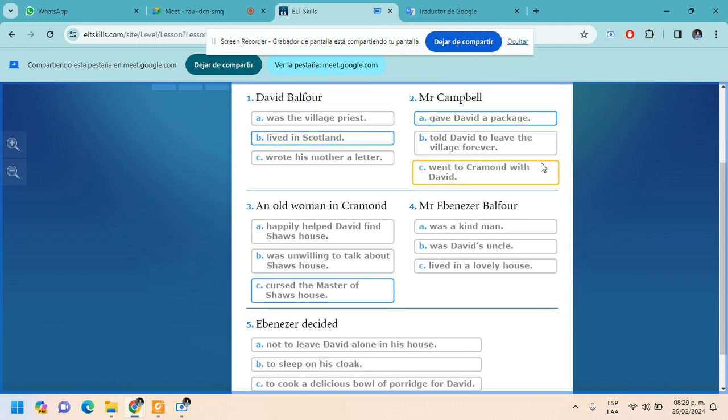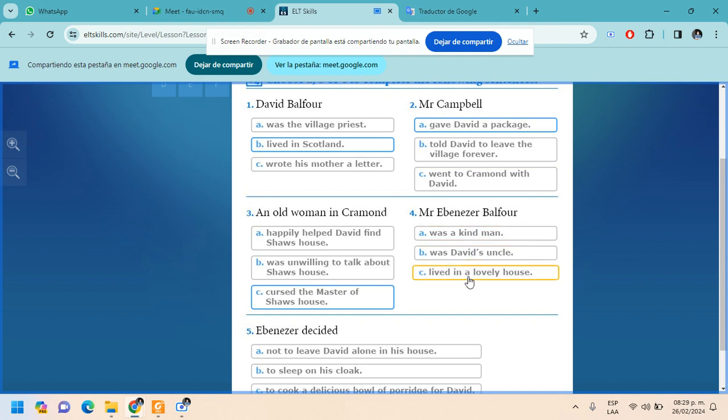What is the correct option? Yeah. Yes, letter B, was David's uncle. Teacher, what is kind man? You know what's kind? Teacher, a kind person, or if someone says you are kind, what does it mean? Kind is the opposite of rude. Amable, uno es una persona amable, kind.